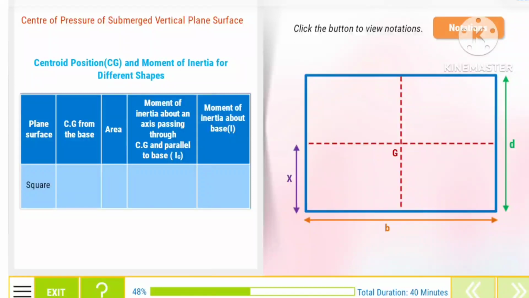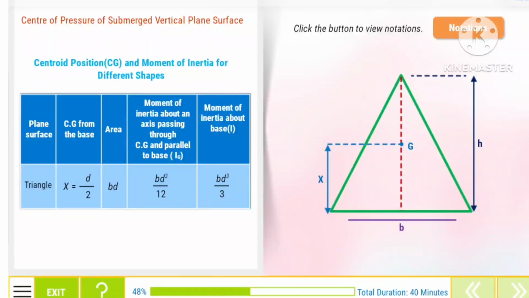For that, the CG from the base x is equal to d by 2. The area is b into d. The moment of inertia about an axis passing through CG and parallel to base, IG, is equal to b into d cube divided by 12. The moment of inertia about base, I, is equal to b into d cube divided by 3.